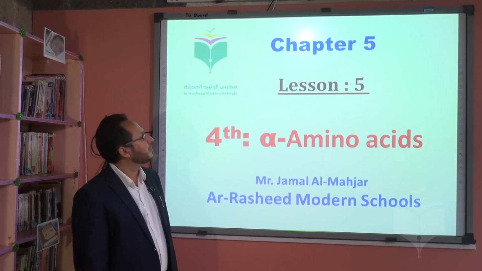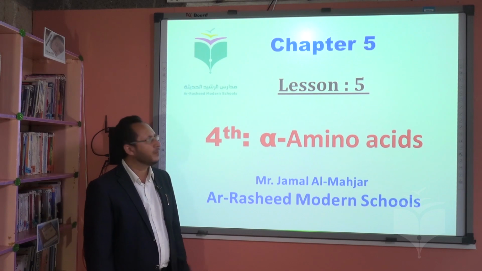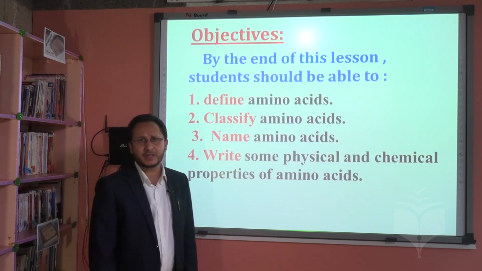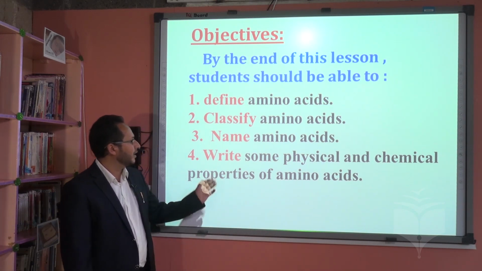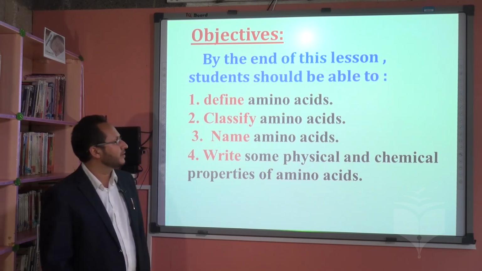Chemistry 12, Chapter 5, Lesson 5. The fourth class of the nitrogen organic compounds is amino acids. By the end of this lesson, students should be able to define, classify, name, and write the chemical and the physical properties of the amino acids.